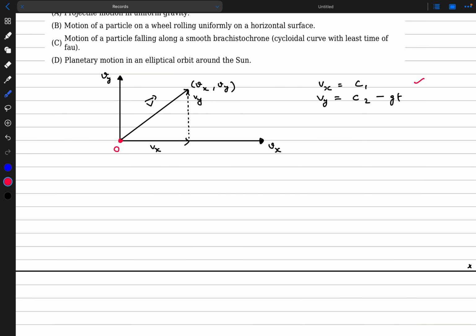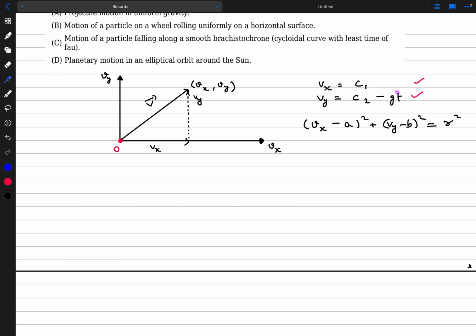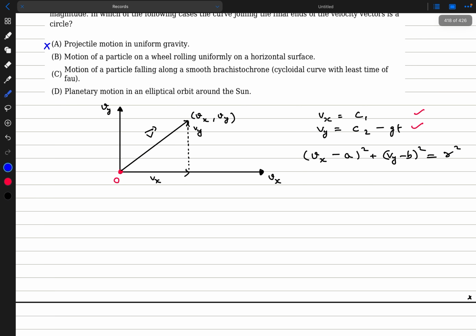Checking these two, you can never generate the equation of a circle because there will always be a factor of time coming into the picture. The equation of a circle should look something like this: (Vx minus a) whole squared, plus (Vy minus b) whole squared, equals r squared. This is how the equation of a circle looks. Using this form, the center of the circle is at (a, b) and the radius is r, if I'm not wrong. As here we have the time factor coming into the picture, it is not the equation of a circle anymore. So option A is not going to be correct.